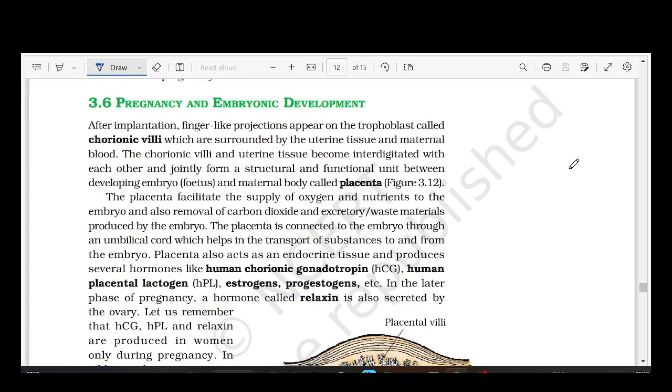Hi everyone, today we are going to discuss the topic pregnancy and embryonic development from the chapter human reproduction, totally from the NCERT, right? Okay, let's start.